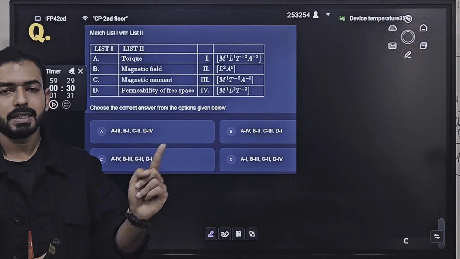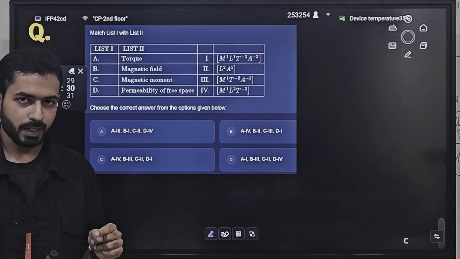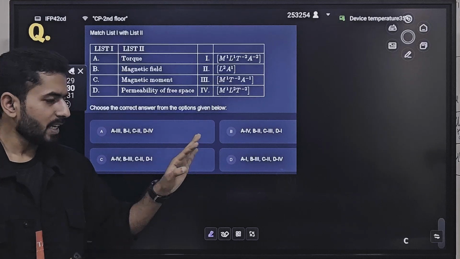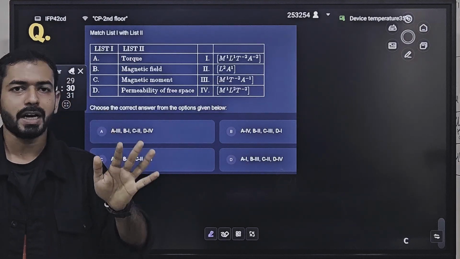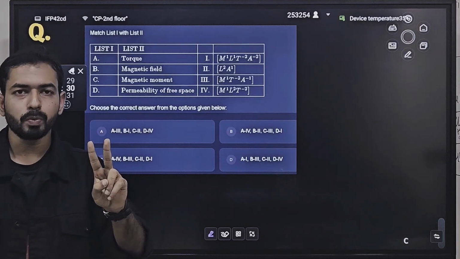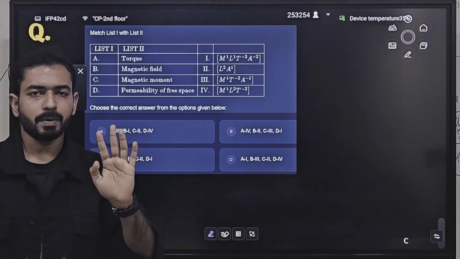Why? First thing, they will always give you easier options, correct? Among all these 4 options, even if you solve just one or two of the matches, it will eliminate options, correct? That means you will have an answer.